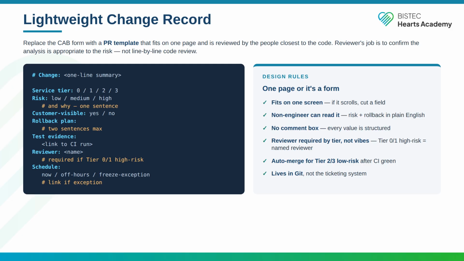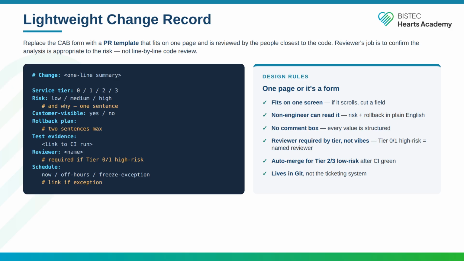If it scrolls, cut a field. A non-engineer has to be able to read it, risk and rollback in plain English. No comment box, every value is structured. Reviewer required by tier, not by vibes. Tier 0 and Tier 1 high-risk changes need a named reviewer. Auto-merge for Tier 2 and Tier 3 low-risk after CI is green. And it lives in Git, not the ticketing system.